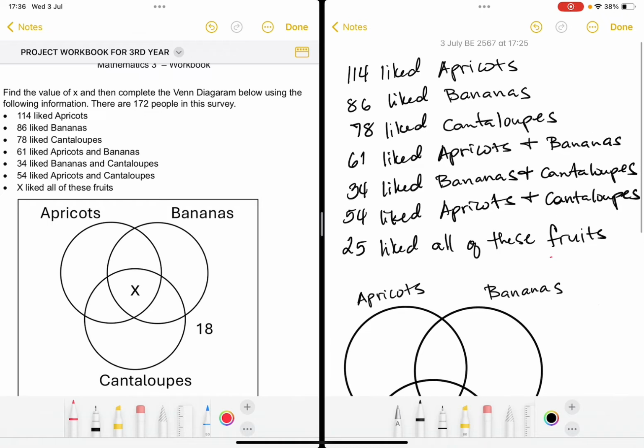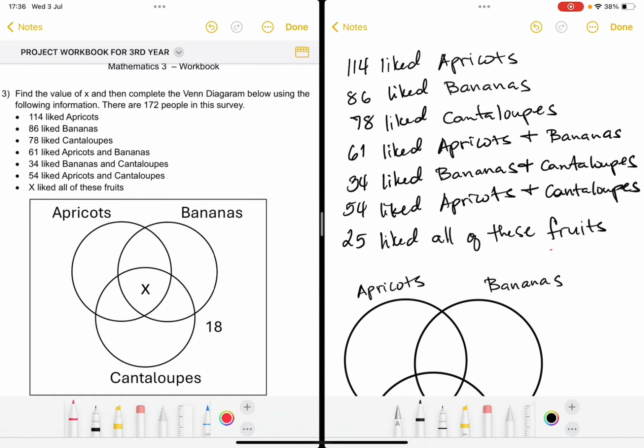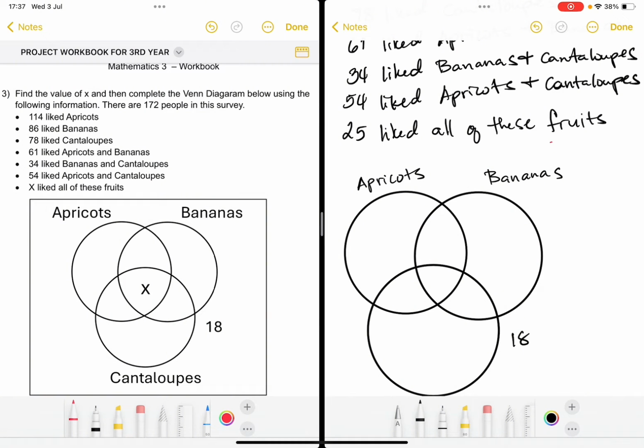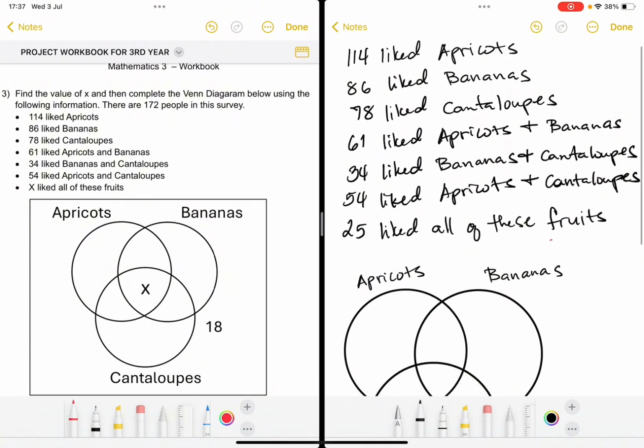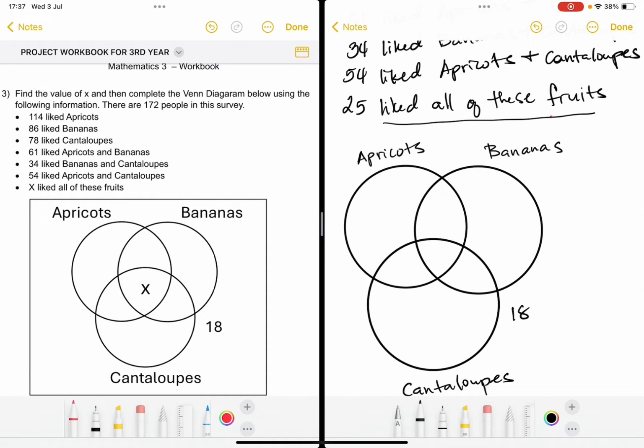On the right side, I have the exact information of the word problem, but this one does not have variable x. In other words, this is the answer to the variable x, which is 25. So I'm going to show you the parallel solution, how to solve this word problem with variable x. On the right side first, always start with this information, all of these fruits, because this is the center of the Venn diagram.